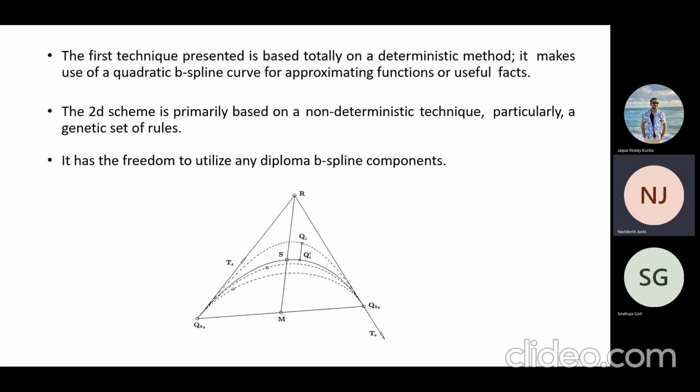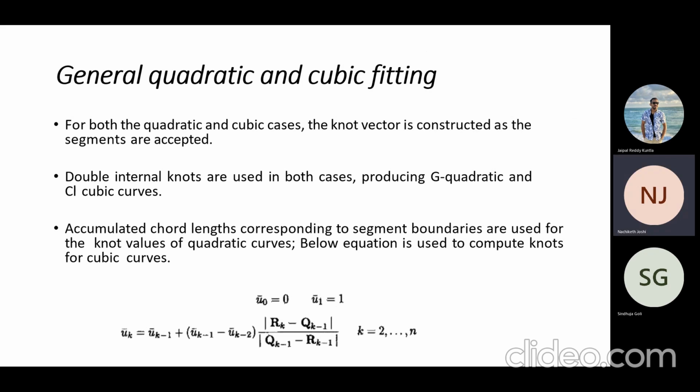The first technique presented is based totally on a deterministic method. It makes use of a quadratic B-spline curve for approximating functions or useful data. The two-dimensional scheme is primarily based on a non-deterministic technique, particularly a genetic algorithm. It has the freedom to utilize any degree B-spline component. General quadratic and cubic fitting.